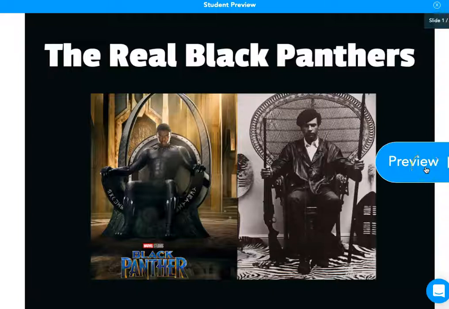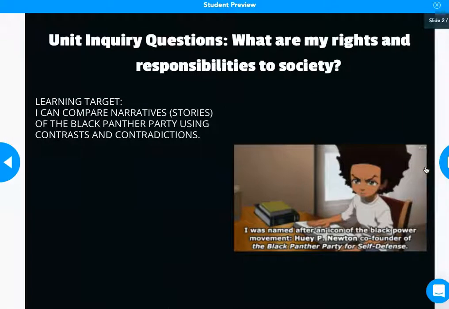Hey everyone, I wanted to take you through the lesson for today so that we're all clear on the requirements and expectations. So the topic for today's lesson is the real Black Panthers, and we're going to explore the history and legacy of the real Black Panthers. The first slide here is the unit inquiry questions and the learning target.